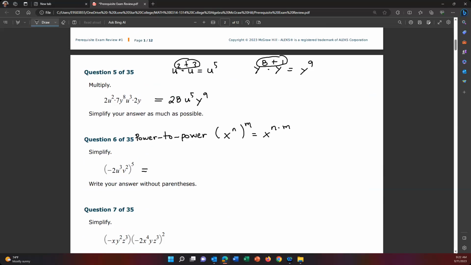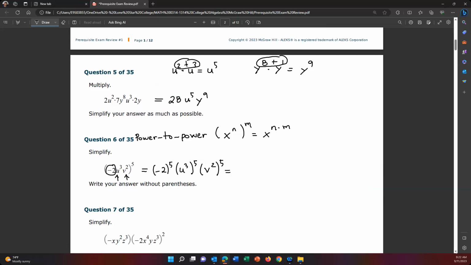Okay, so in this particular case, we have, I guess we could say -2 is one base. We have u, that's another base, and v, which is another base. So we have 3 bases. So basically, we could say this: -2 raised to the 5th power, u cubed raised to the 5th power, and v squared raised to the 2nd power.